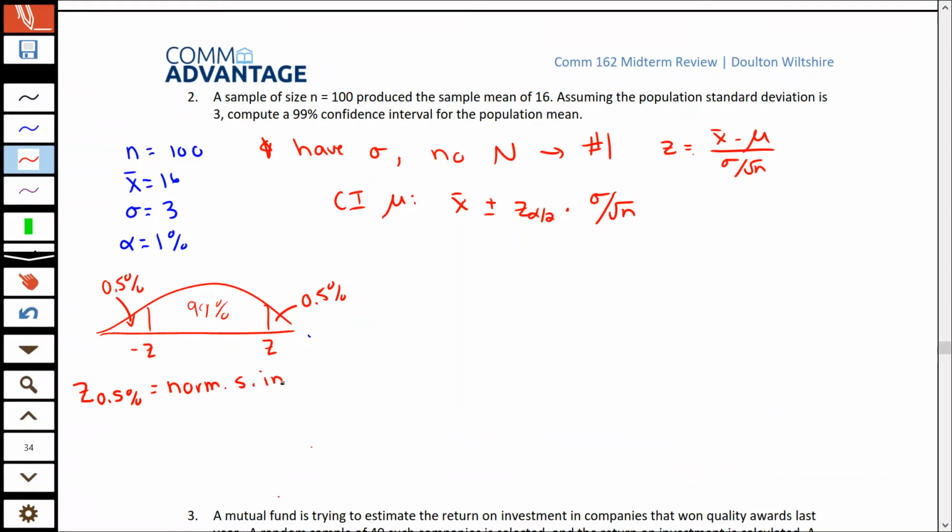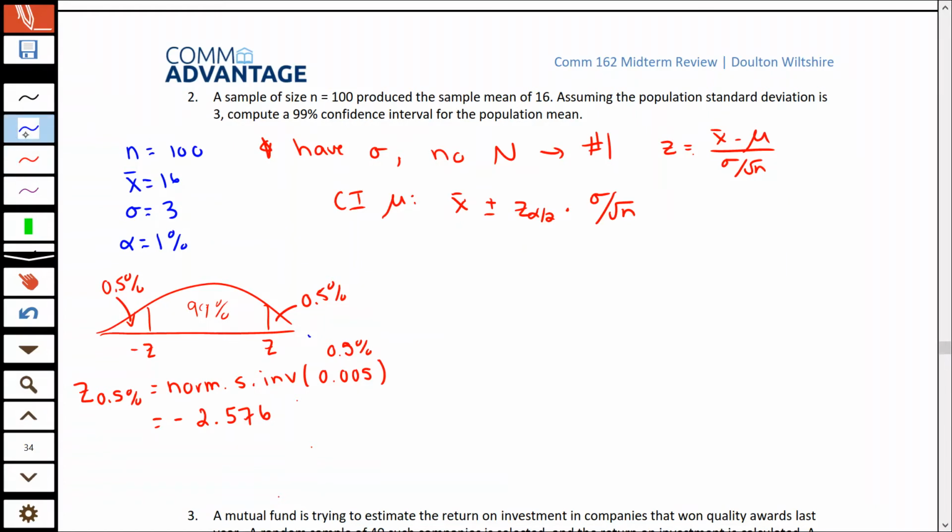NORM.S.INV, and if I'm going to put this in as a percentage, I can put it in as just 0.5 with a percent sign, or if I convert it to a decimal, 0.005. Make sure you don't put in 0.05 as in 5% there, and this is going to give us a Z value of negative 2.576. And so again, we're getting the negative just because it's the easier one to get. We don't really care whether it's negative or positive because we're going to go plus or minus.